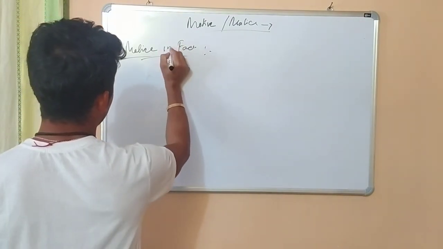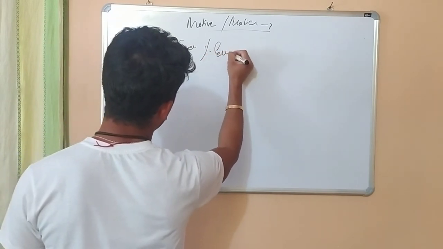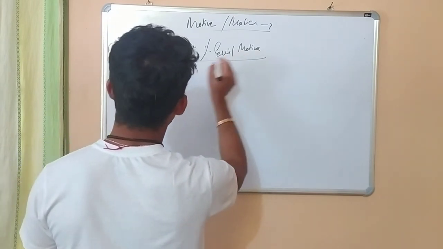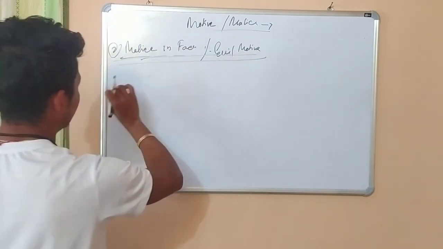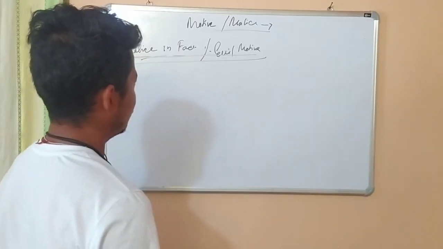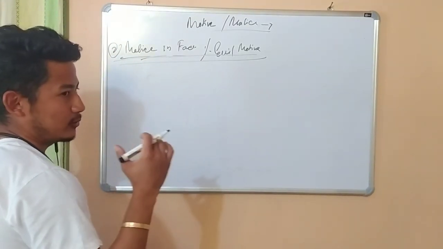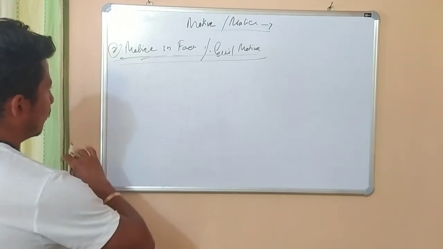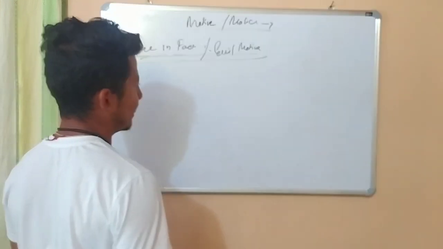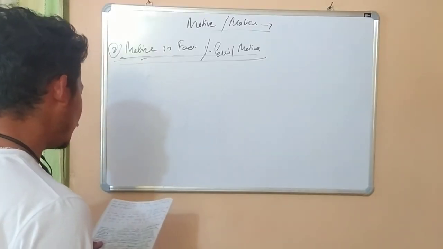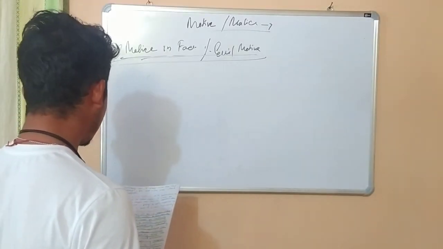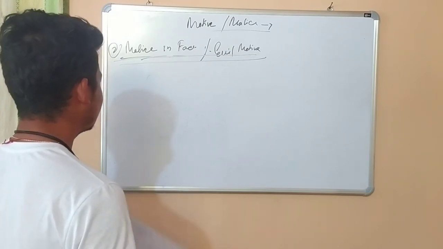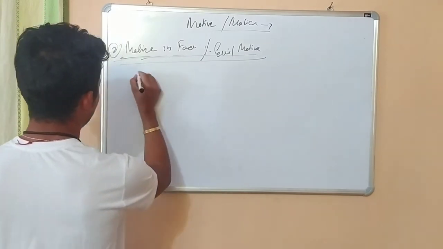Malice in fact, or evil motive. This is the actual malice. All the questions will come to you from malice in fact or evil motive only. All the torts that we are going to discuss will come under malice in fact only. In its popular sense, malice in fact or actual malice means an evil motive for a wrongful act.